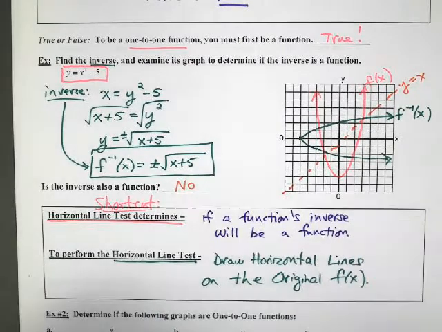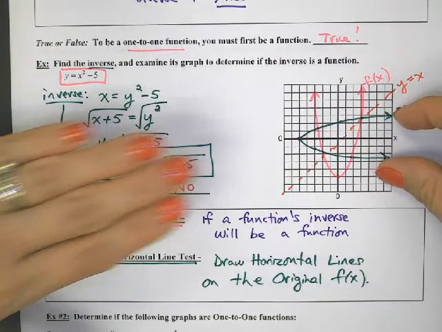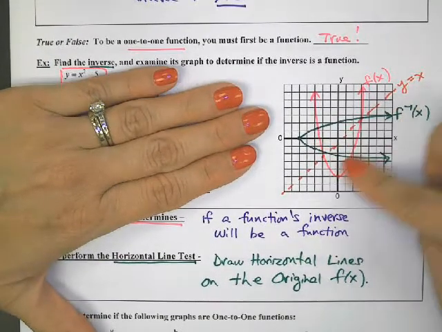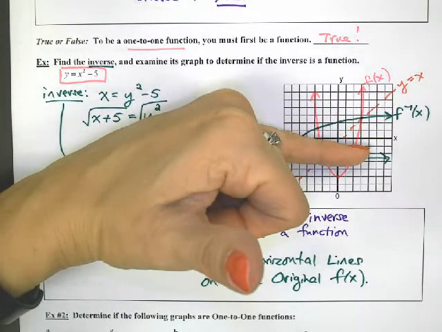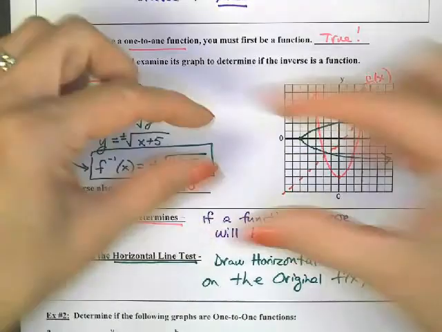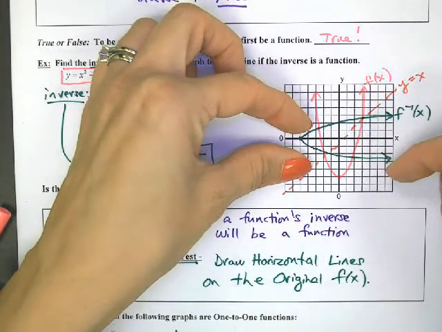On the original f of x. So without even seeing the inverse, without even doing any of this work, you look at the original one and you do horizontal line tests. And that is predicting the future. That's predicting the answer of the inverse being a function.